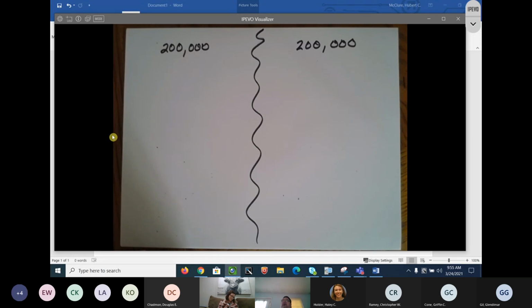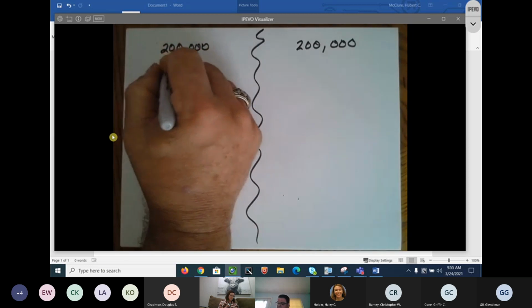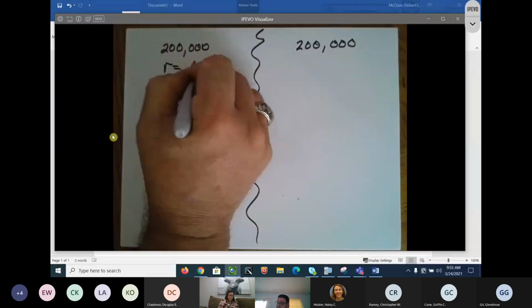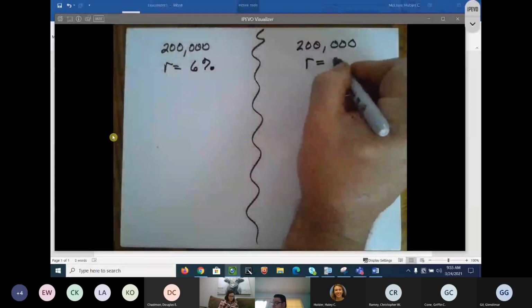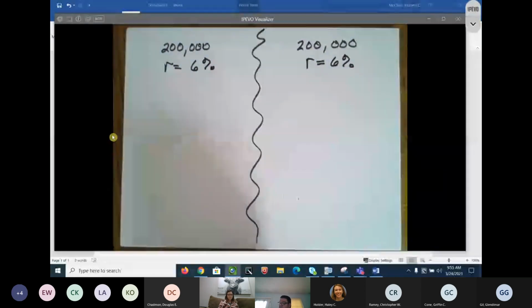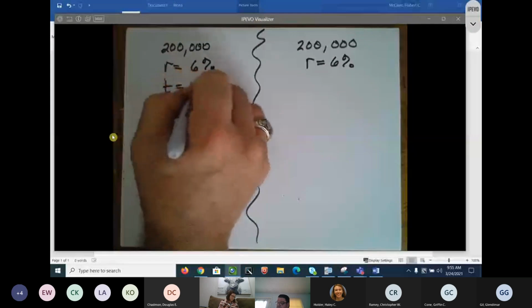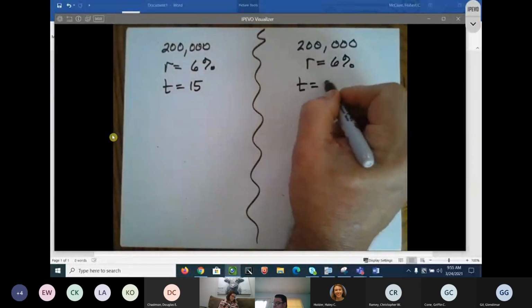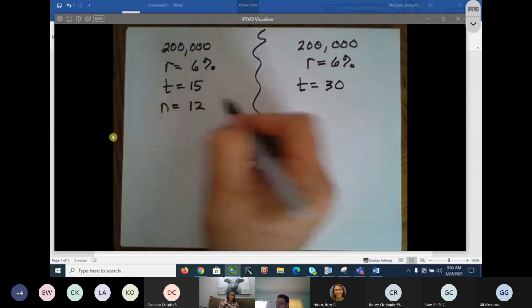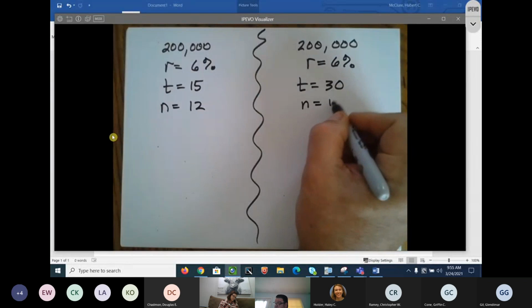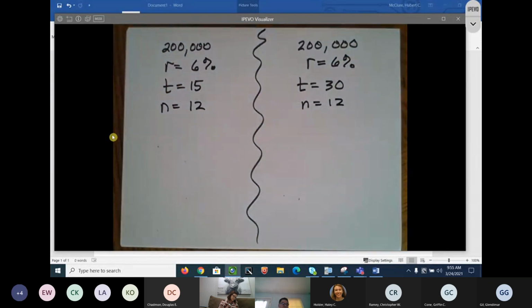And my house is locked in at 4%. I had pretty good credit when I refinanced my house. So we're going to say 6%. So R is equal to 6%. T is equal to 15, and T is equal to 30. And of course, N is equal to 12. So the only difference is time.